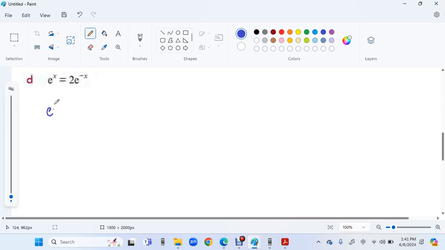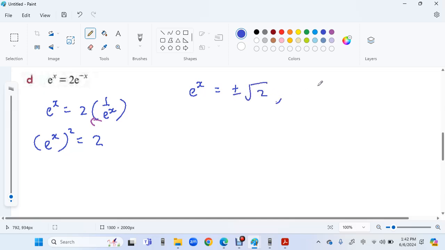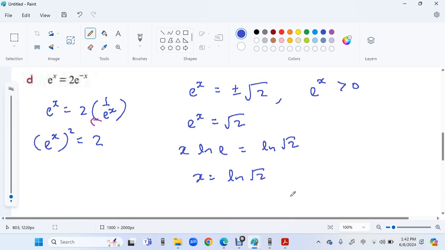D, we have e power x is 2 times 1 over e power x. Then we will have e power x squared is 2. So when I multiply the e power x to the other side, then we will have e power x will be plus or minus square root 2, but e power x is greater than 0. So we have e power x is square root 2. Then x ln e equal to ln square root 2. Then we will have x equal to ln square root 2.